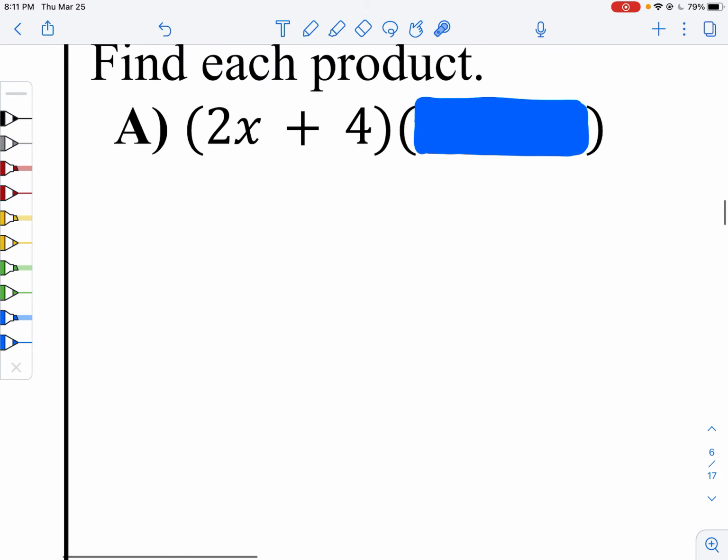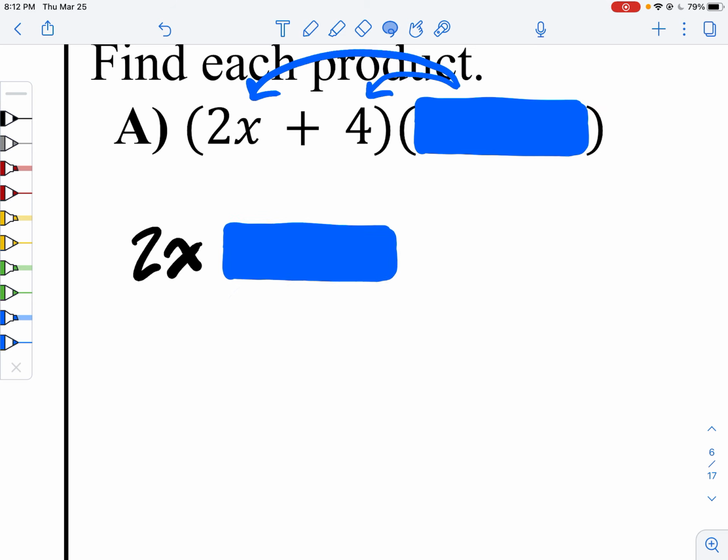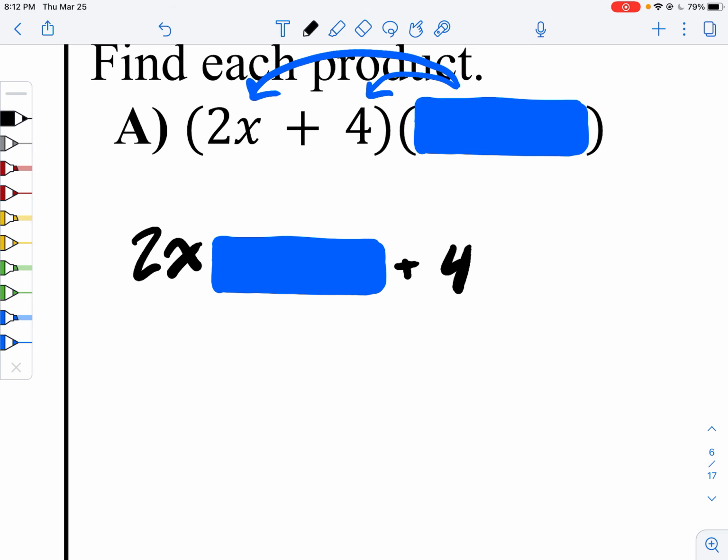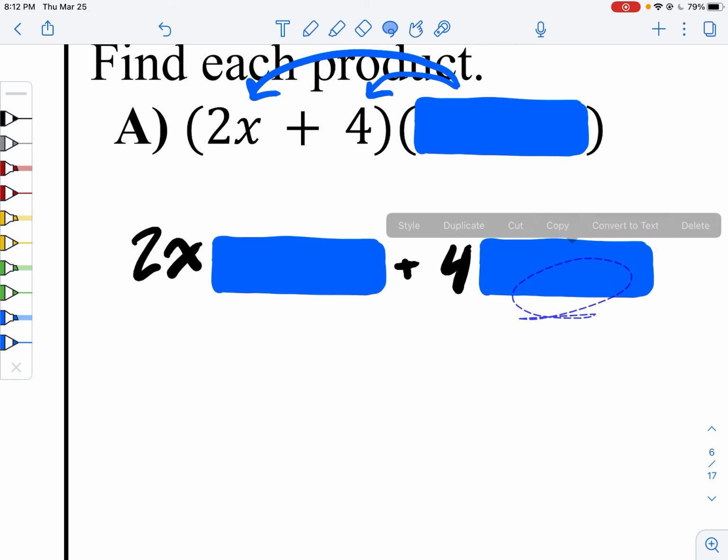Okay, if we didn't know what was in this blue box here, we could still multiply 2x plus 4 times this blue box. You saw this in yesterday's lesson using the distributive property. So we're going to distribute a blue box, so to speak, into 2x and 4. So this is the same thing as 2x times whatever is in our blue box plus 4 times whatever is in our blue box. That's the distributive property.